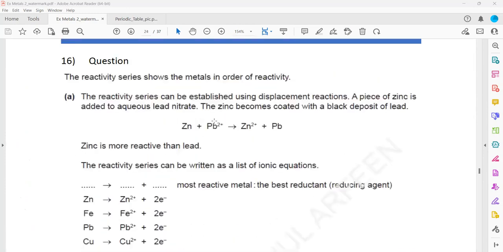Question 16. The reactivity series shows metals in order of their reactivity. Always remember, the more reactive metal turns into an ion, and the less reactive metal ion turns into an atom. Zinc is more reactive than lead. From this we establish the order.